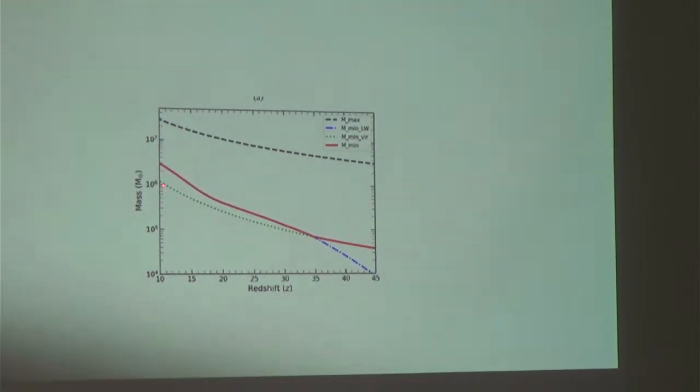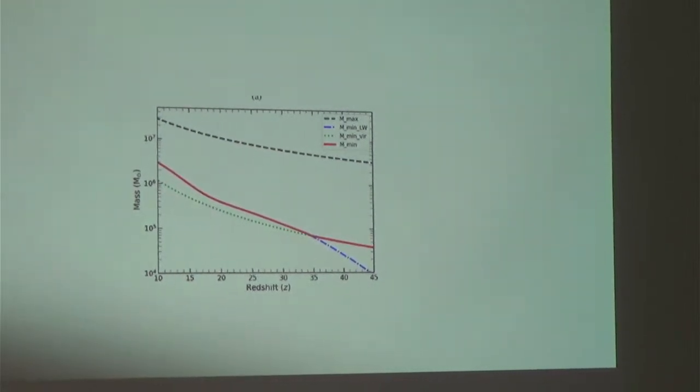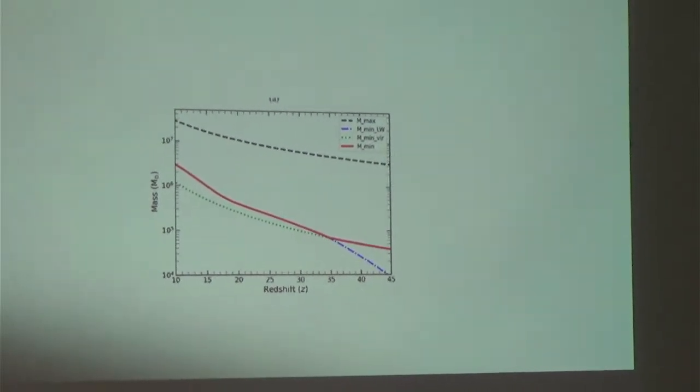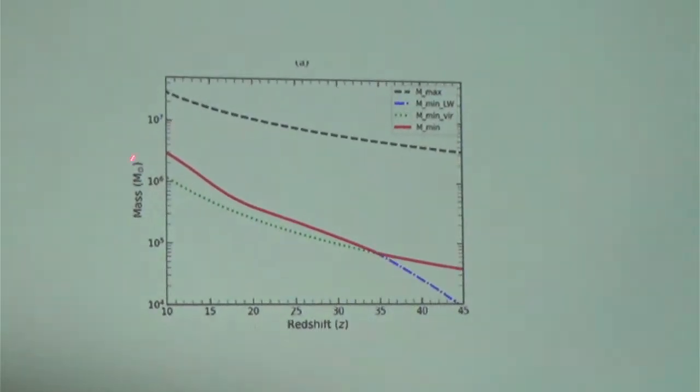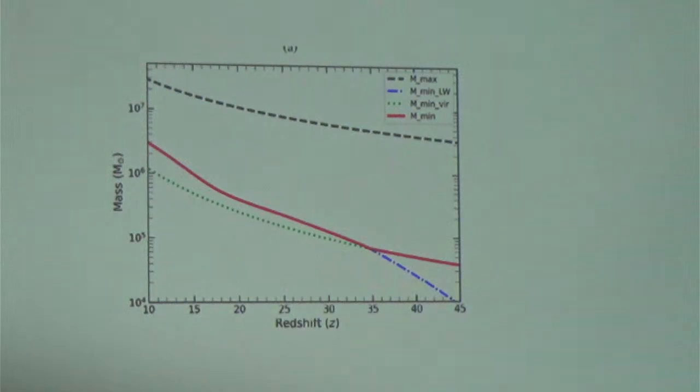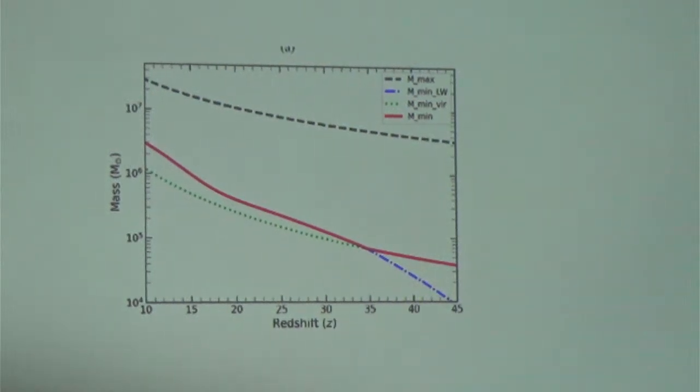So dark matter mass should be at least this to start the star formation, because these are the halos that will have enough H2 to support the formation.